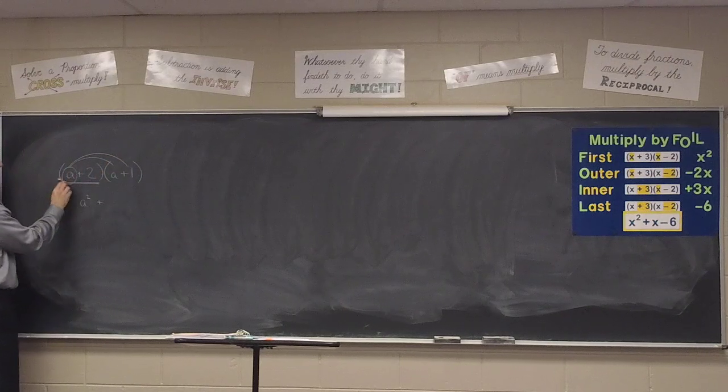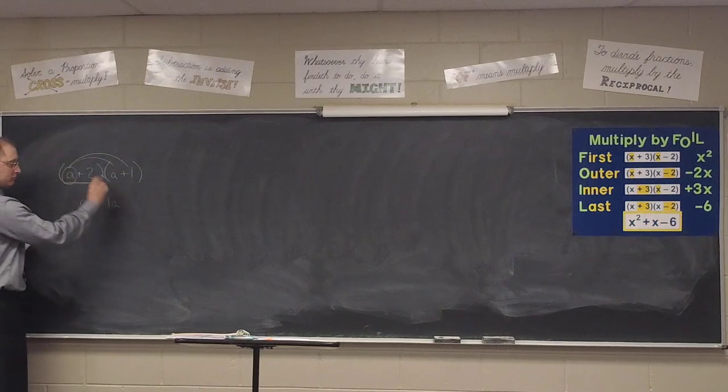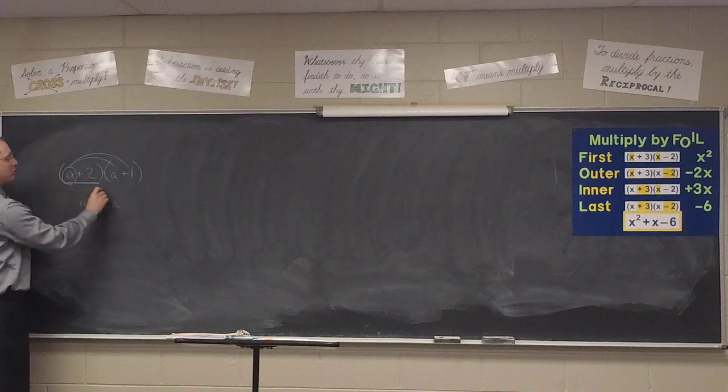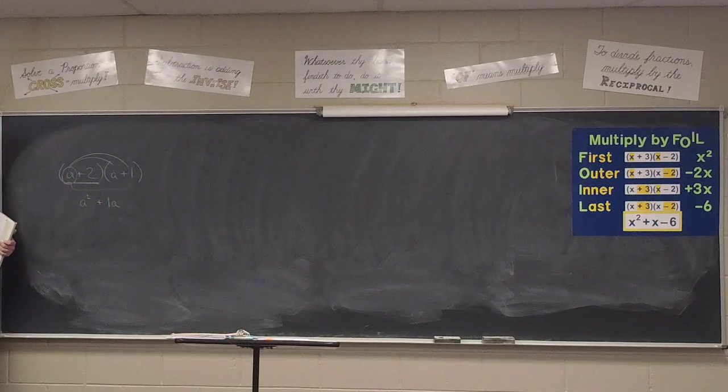I said lock in on the A, distribute the A. 1A. Easy enough, right? So we just distribute the A. In other words, we do first, then we do outer. Make sense?